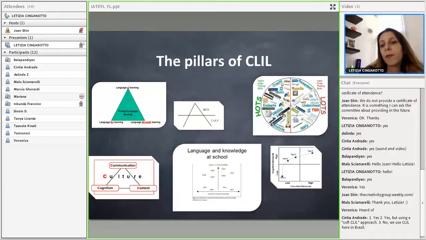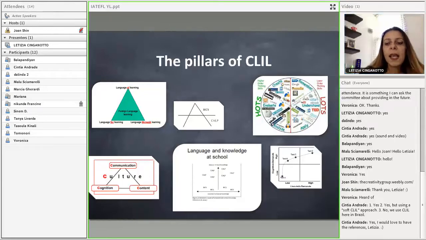The pillars, for example, the so-called 4Cs framework by Do Coyle, stating that the pillars of CLIL are cognition, content, communication, and culture. Culture is in the background, and then the content, which is delivered through a foreign language. Communication, because you communicate, of course, in a foreign language, you communicate about content. So you talk about history, about science, and what else? And cognition, because you activate your thinking skills.